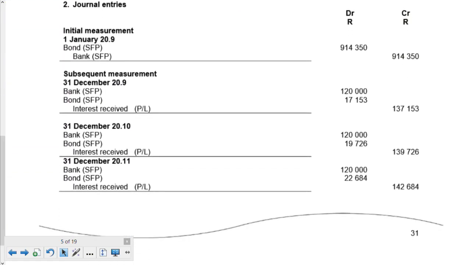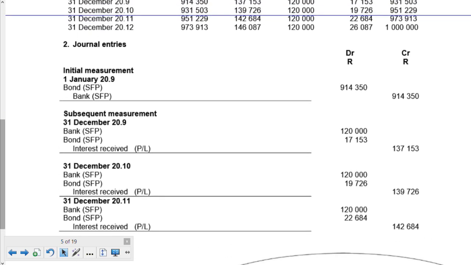Okay, so here are the journals. Our first journal is to record a bond, 914,350, and the other side is bank. Then for the next 4 years, our journal is to show bank at 120. I received 120 in cash. It was my interest, so to speak, that I'm receiving in cash. But according to my amort table, my interest amount must be 137,513. And so there's an amount that goes into the bond of 17,153. The next year, as my bond amount is growing, do you agree?